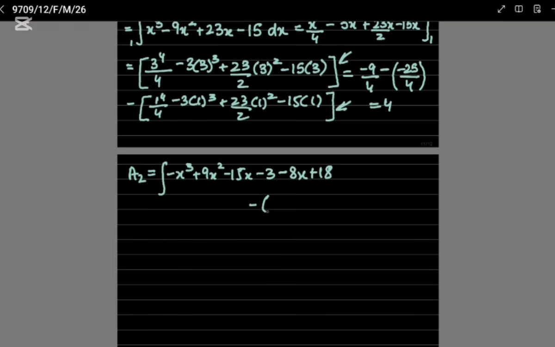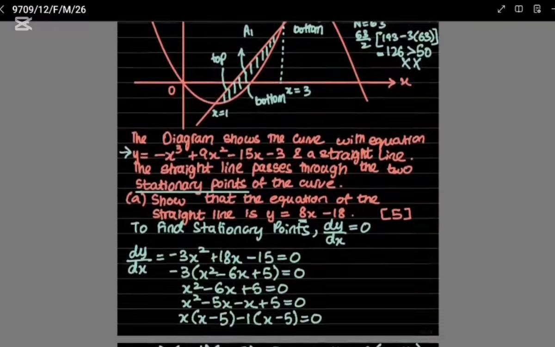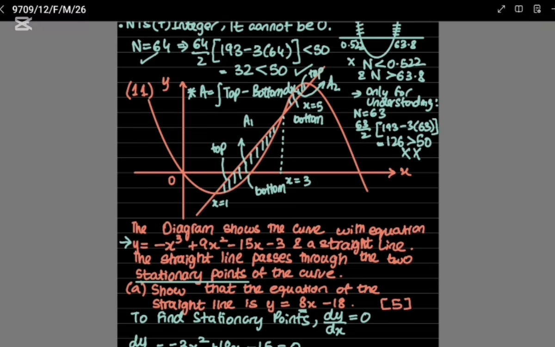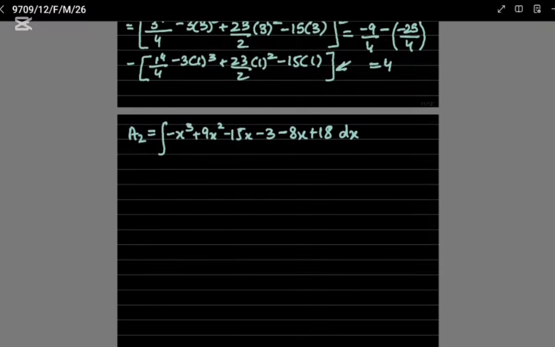Let me just show you what I mean. It was minus 8x minus 18, so minus 8x plus 18. That's what I did over here. dx. And by the way, again, let's not forget to mention the limits, the boundaries. It's from x is equal to 3 to x is equal to 5. That's our boundary. Now let's further simplify this. This could be written as 3 to 5 of minus x cubed plus 9x squared minus 15x minus 8x is minus 23x, minus 3 plus 18 is plus 15, and dx.